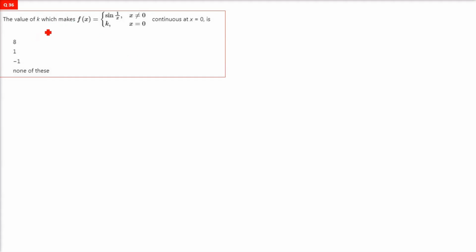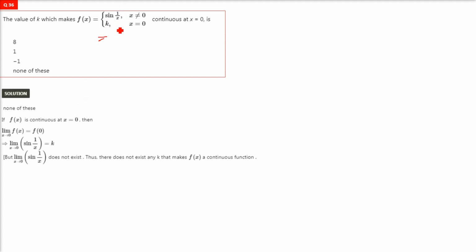Now same discussion applies here. The value of k for which the function f(x) is sin 1 by x for x not equal to 0, k for x equals 0, continuous at x equal to 0 is. So we'll just find out the limit of sin 1 by x. We'll try to equate it with k. So limit of sin 1 by x is equal to k.